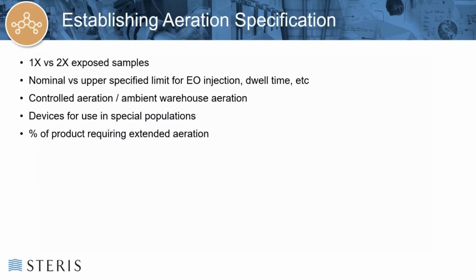Utilizing the nominal values rather than upper limits of the specified EO injection, dwell time, or other variables may be more appropriate. Controlled aeration is preferred over ambient aeration for consistency and control. Determining actual patient population use and corresponding labeling, and not applying special population limits for devices that would not feasibly be used on such populations is advised. If more than one product type is processed through the same cycle, setting the aeration time based on the worst case product can add unnecessary delays in aeration time for other products.